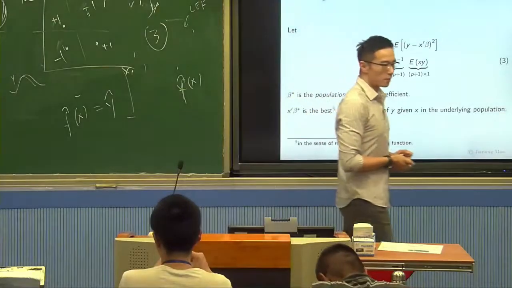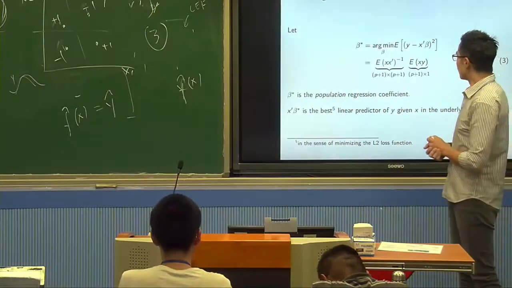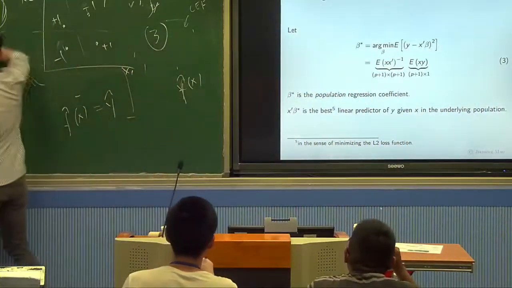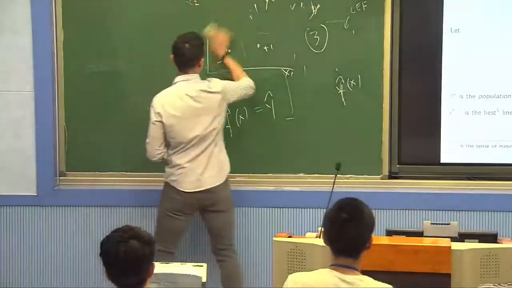Okay, so what is the optimal beta? Well, if we observe the entire population, we can calculate the beta star in the underlying population.